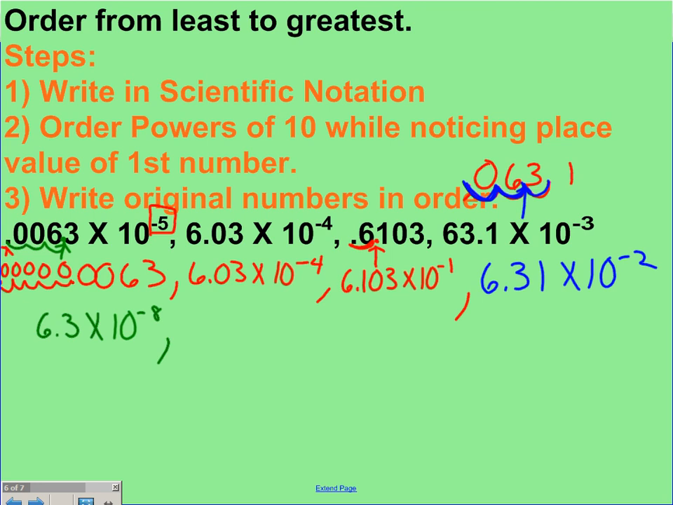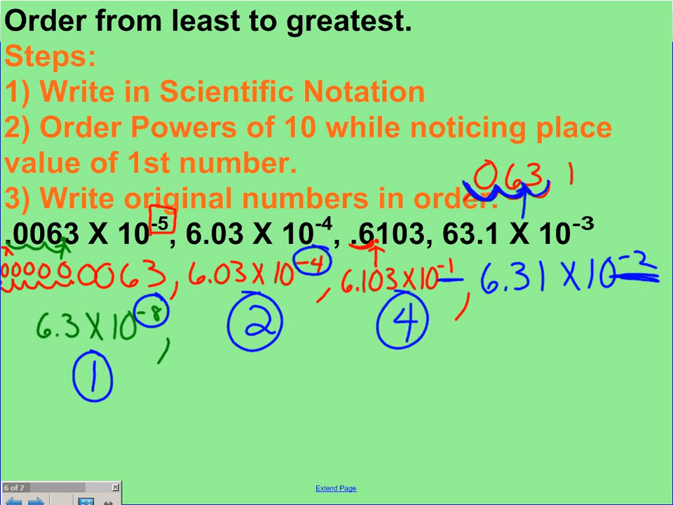As far as the exponent rules are concerned, I go back to our number line. Our smallest number, looking at the exponent, is going to be negative 8. So I know right away that is going to be the first one. And then next would be our negative 4. That would be number 2. And then we have to decide between negative 1 and negative 2. Well, we know that negative 1 is closer to 0, so that's going to be our greatest. This one would be in between.